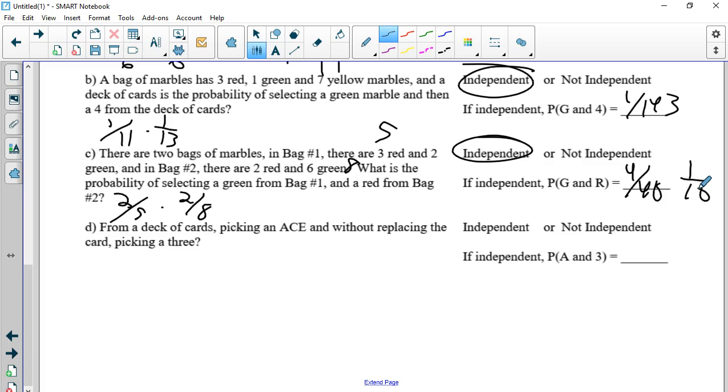And the last one's easy because it says without replacement. Okay? So without replacement, not independent. And we don't have any math to do.